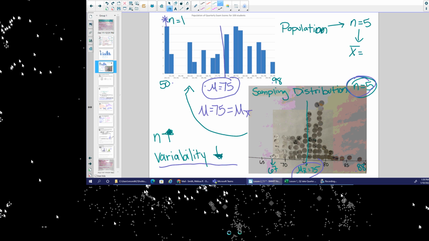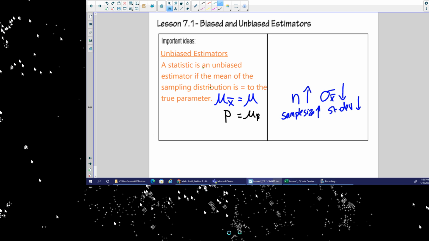Okay, so just a reminder of these big ideas that I just went over. A statistic is an unbiased estimator if the mean of the sampling distribution is equal to the true parameter, which we just saw in that previous example. And then a big takeaway about variability or spread. Variability is a fancy word for the spread of your distribution. Increasing sample size will decrease the variability of a statistic.